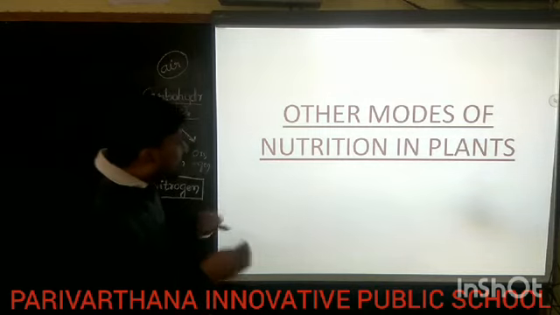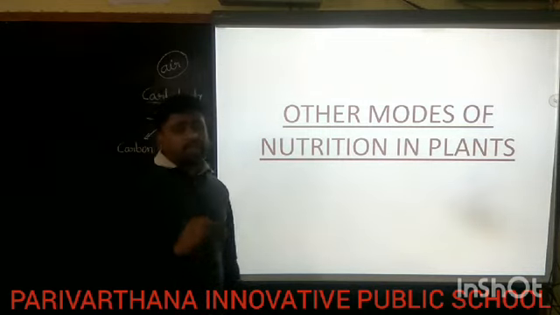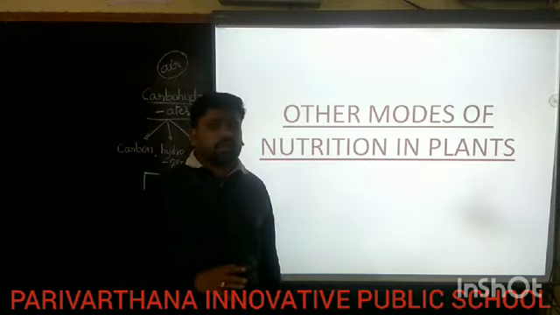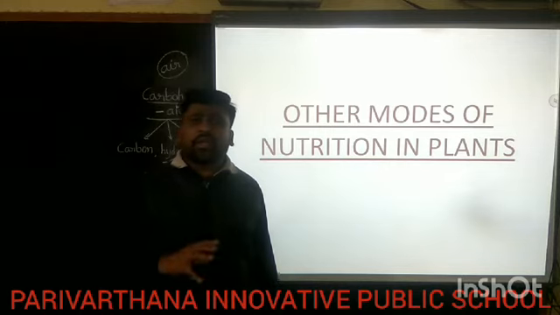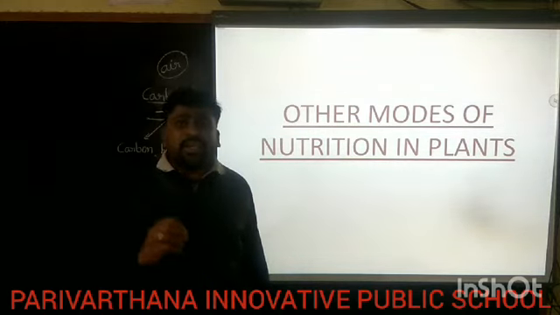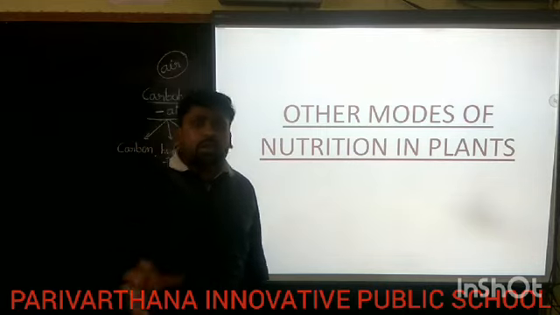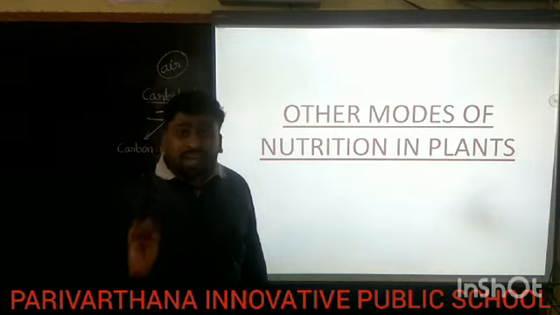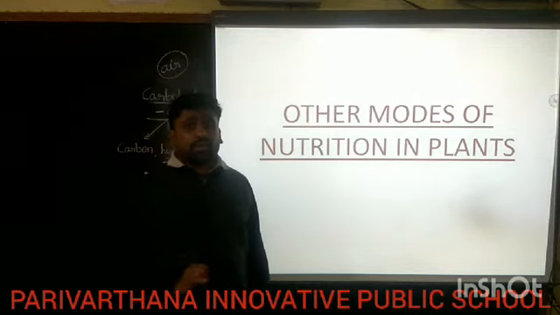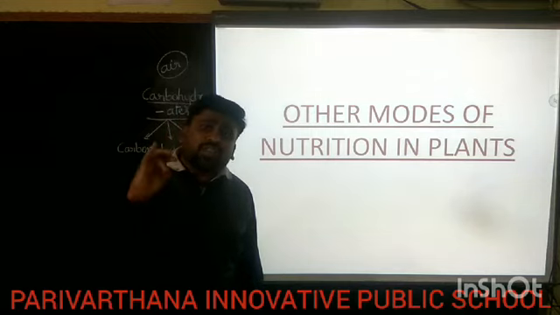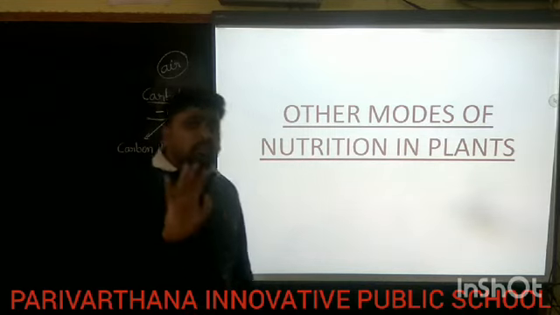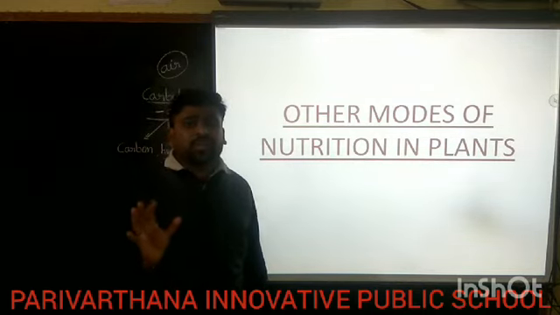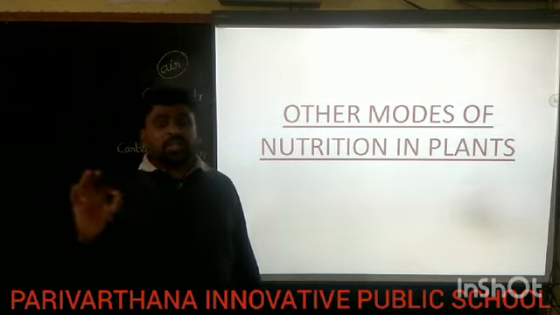Here, other modes of nutrition in plants. You already know that regarding the photosynthesis. Clear? There are mainly important components needed for photosynthesis: carbon dioxide, water, sunlight, and chlorophyll. Clear? This kind of chlorophyll is already present in the plants. Correct? It is in the green color. That's why it is called green pigment. That is chlorophyll.